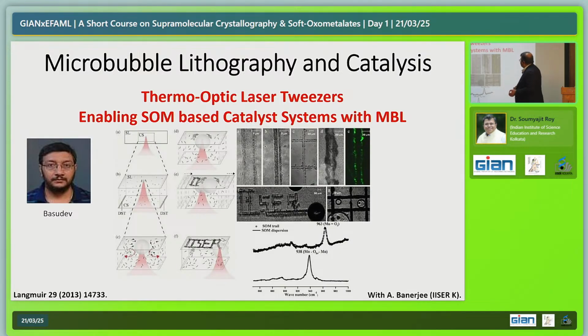And not only that, what Basudev also showed, you can see different widths of these types of patterns, right? So this is thinner, this is thicker, this is even thicker. That happens with the speed of translation of your laser tweezer. If you translate them very fast, then the bubbles do not have time to grow that much in size. You pull them very fast, you get thin patterns like this one.